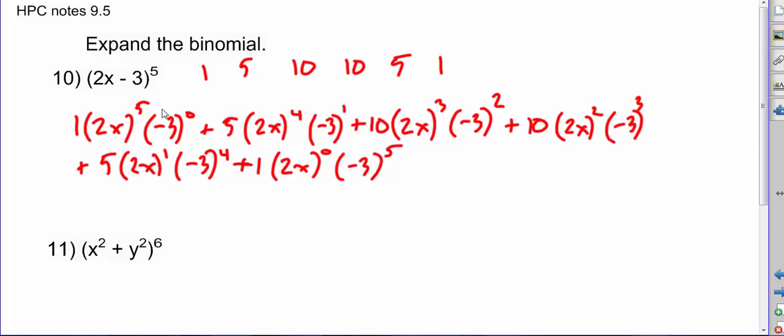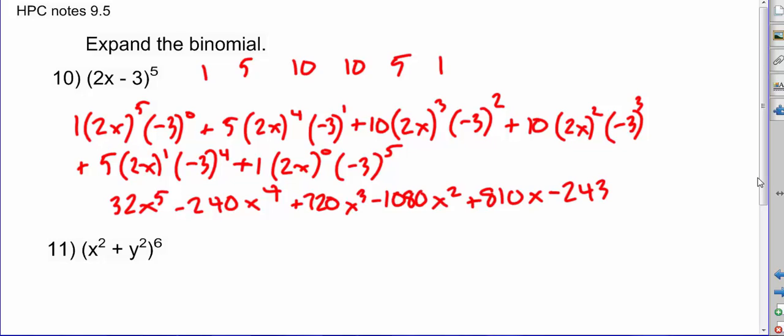I've now expanded the binomial, so my next step is to simplify. So I'm going to look at this one term at a time. 2x quantity to the 5th is 2 to the 5th, which would be 32x to the 5. Then in the next term we have 5 times 16 times negative 3, which would give us negative 240. And you can see the final result here.